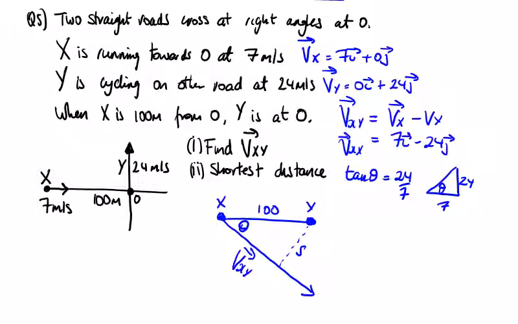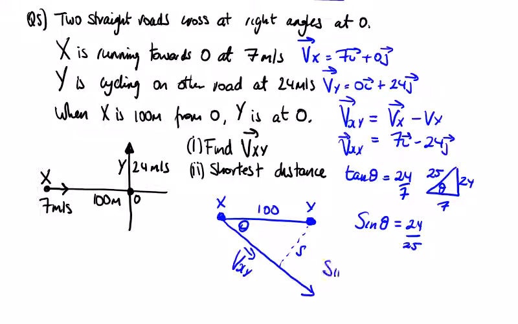24 squared is 576, and plus 49 is 625. So the hypotenuse here will be 25. So the sine of theta is 24/25.